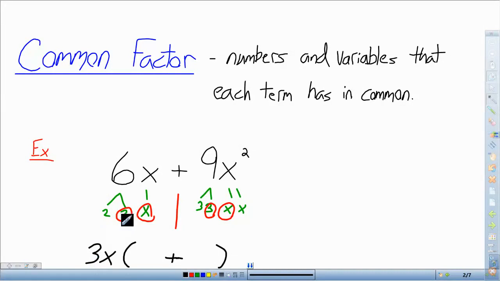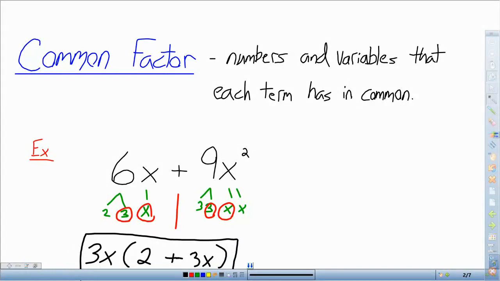If we take a 3x out of a 6x, what are we left with? It looks like we're left with a 2. And if we take a 3x out of a 9x squared, what are we left with? It looks like we're left with a 3x. And there it is. We factored that binomial, and this would be our answer if they asked us to factor it.